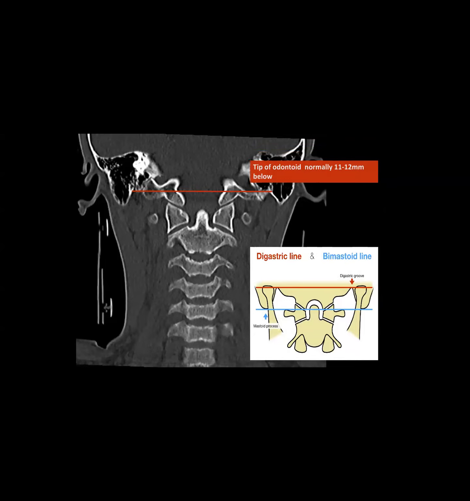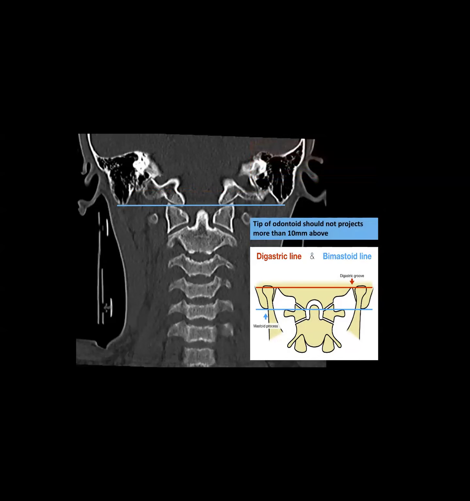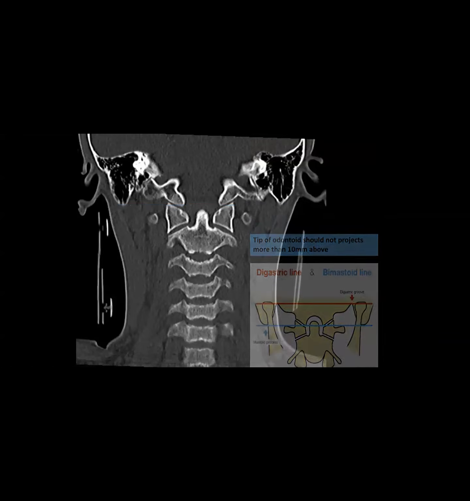Digastric line between the digastric grooves of the occipital bone. The tip of the odontoid is normally 11 to 12 mm below. Bimastoid line between the mastoid processes. The tip of the odontoid should not project more than 10 mm above.